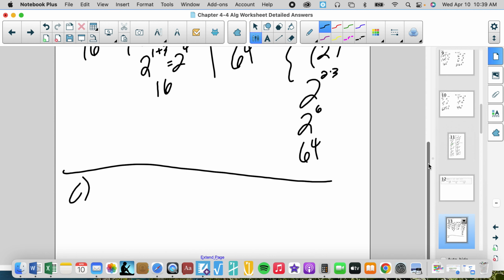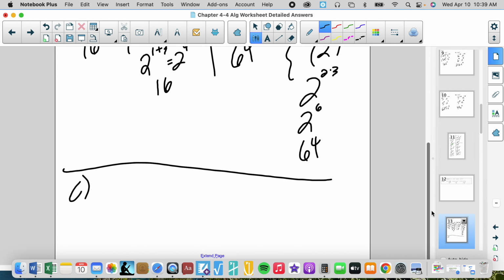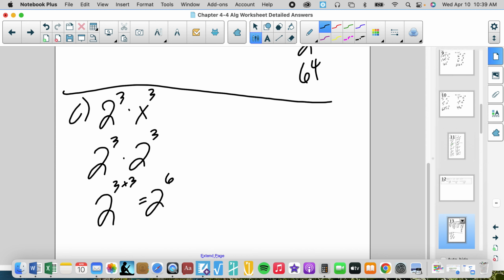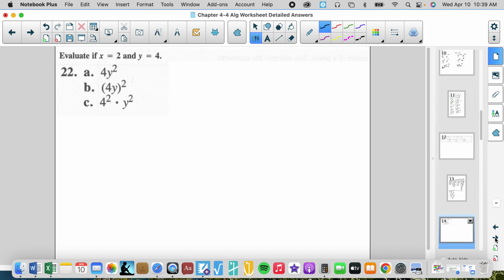And here is c. c is 2 to the third times x to the third. This one's going to be a little bit more traditional. And x is 2. So we have like bases, so we're going to add their exponents. That's 2 to the sixth, which again equals 64. Just some interesting math. You should be open to doing this.